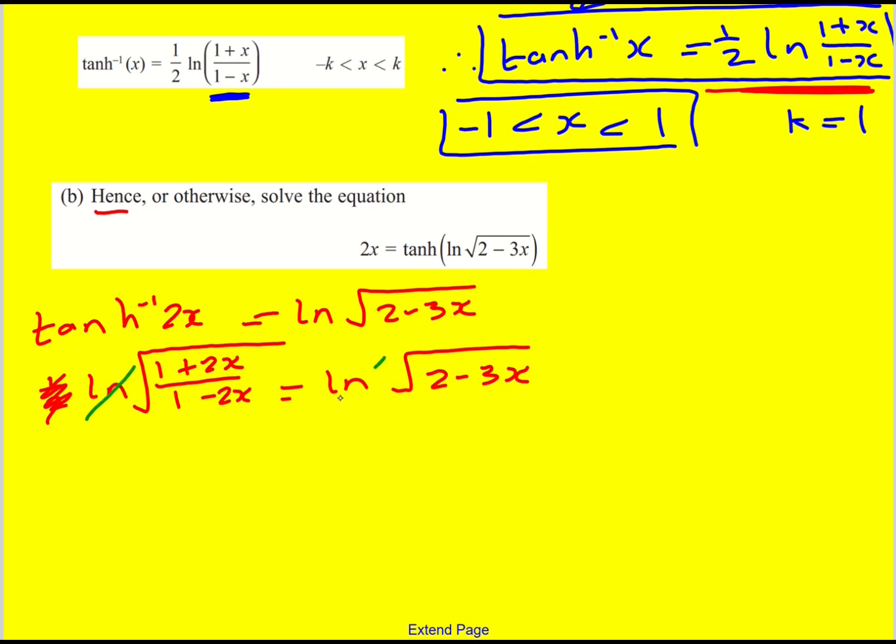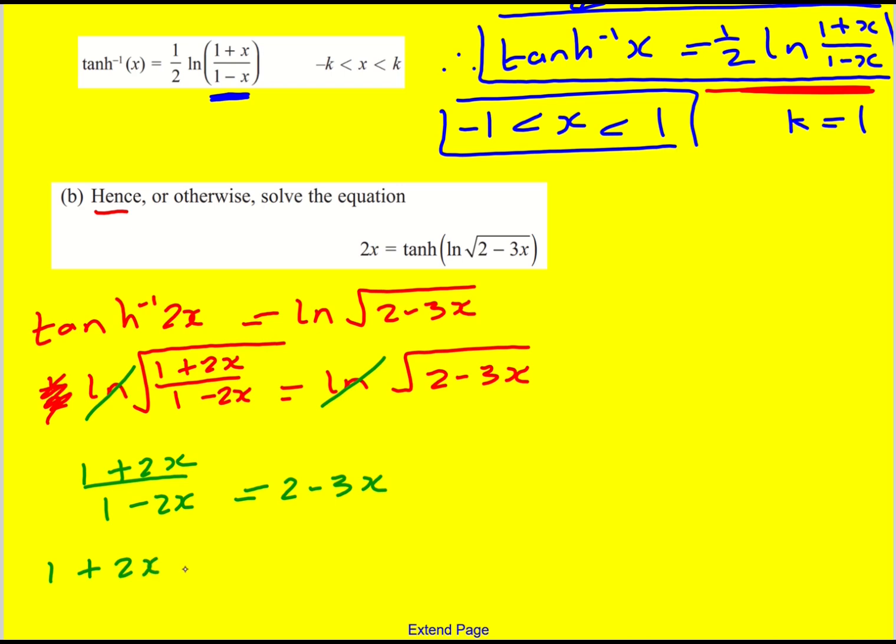And then we can get rid of the lns, because you can imagine raising both sides to the power of e. We can just say, look, we're finding a ln of two functions. It must be that the argument is the same. And then we can get rid of the square roots. So 1 plus 2x over 1 minus 2x must equal 2 minus 3x. All right, that's more like it. We're back into sort of territory of polynomials.